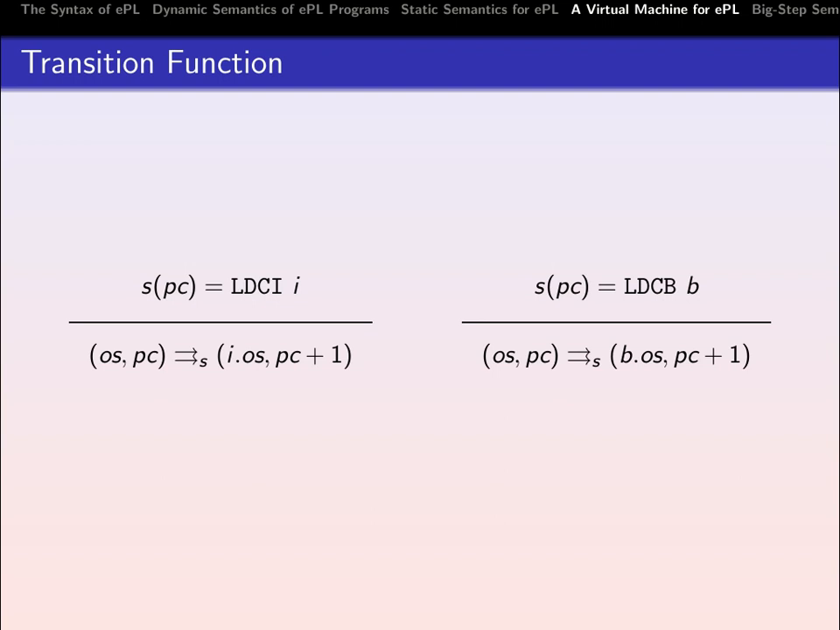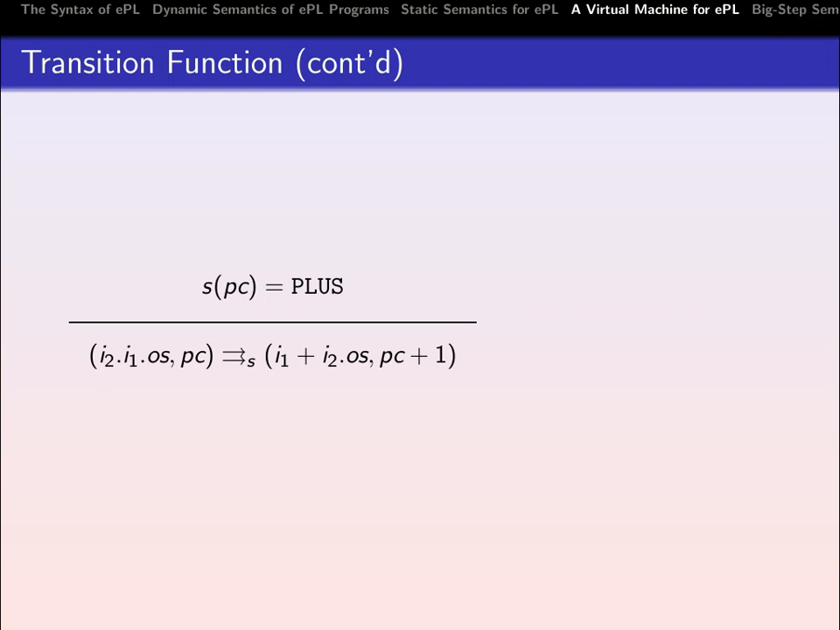So we're defining the one-step transition. We're saying, if this is my instruction, from this old state we go to this new state. Similarly for a Boolean: if my instruction is LDCB B, then from OS, PC we go to B prepended to OS and PC plus 1. Clear?